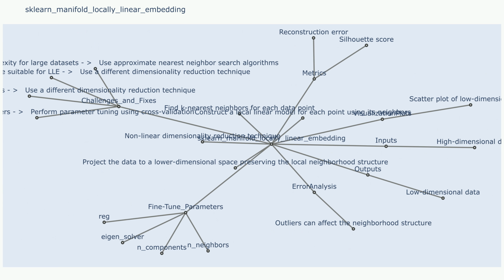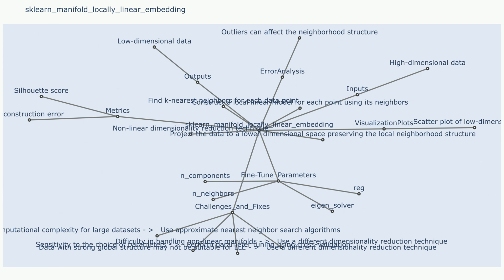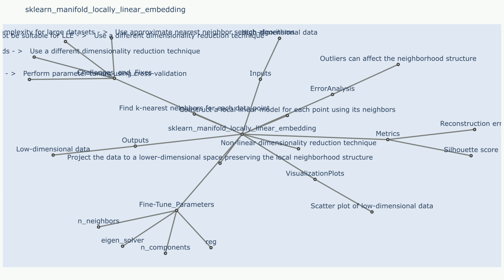Challenge 3, difficulty in handling data with nonlinear relationships. Sample use case: LLE assumes that data points can be linearly reconstructed from their neighbors, which might not hold true for data with complex nonlinear relationships. Fixes: consider using a different dimensionality reduction technique like t-SNE or Isomap, which can handle nonlinear relationships more effectively.